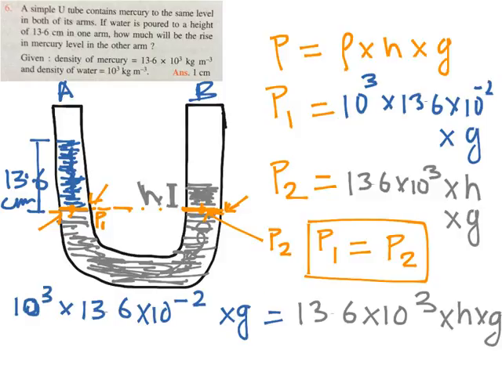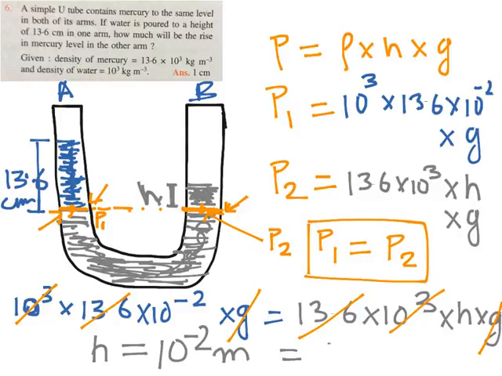Now a few things get cancelled out. First, g gets cancelled out because it's the same. Second, the 10 to the power 3 gets cancelled out. Another thing, 13.6 gets cancelled out. So what eventually remains is h equal to 10 to the power minus 2 meter, which is nothing but 1 centimeter. You multiply it by 100, so that's 1 centimeter. So our answer is that the increase of mercury level here is 1 centimeter.